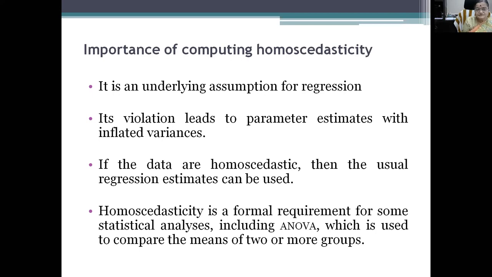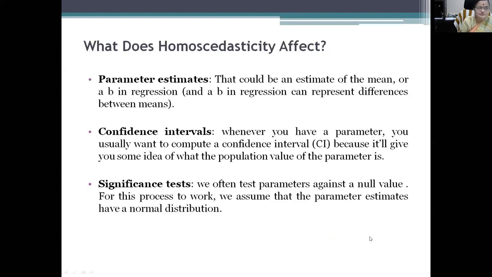As already discussed, we draw sample from population and we apply the outcomes drawn from the sample to the population. So this is a very important aspect. If the data are homoscedastic, then the usual regression estimates can be used. Homoscedasticity is a formal requirement for some statistical analysis, including ANOVA, which is used to compare means of two or more groups.